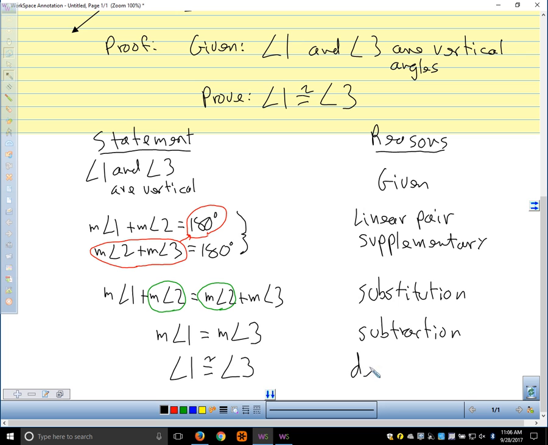So this would be the definition of congruent. That's what congruent means, that the angles have the same degree measure. And we're done, because that's what we were trying to prove. So now we know, or we've proven, that vertical angles are congruent. And we will use the idea of vertical angles being congruent for the rest of the year. That's one of our big ideas with angles. All right, questions there?